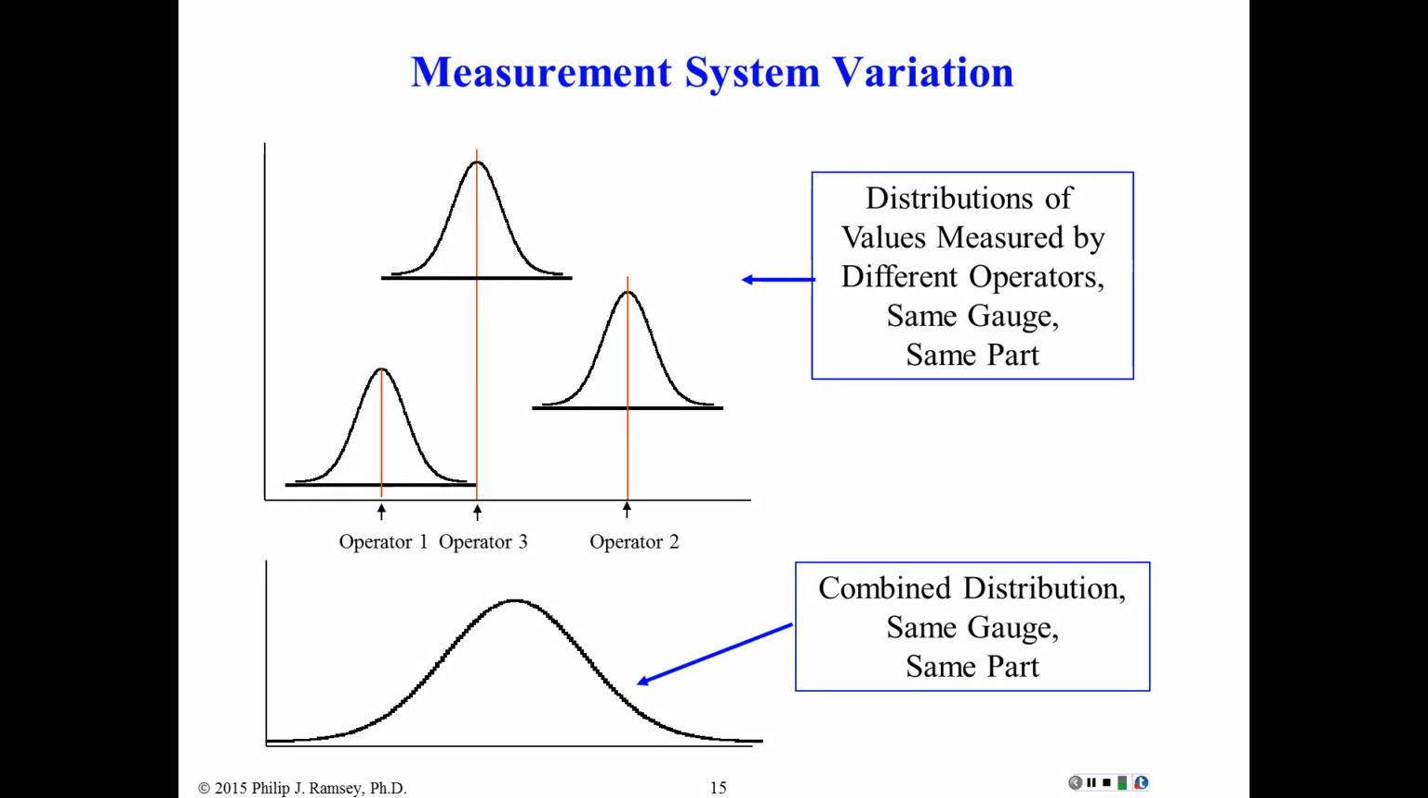So you'll notice the repeatability variation is about the same for each operator, but there's quite a bit of spread among the three operators. So the two components, repeatability and reproducibility, combine to produce the total measurement error.